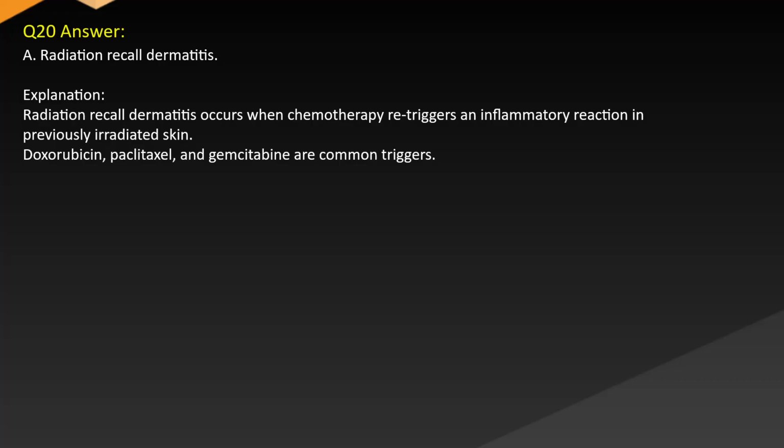Answer: A. Radiation recall dermatitis. Explanation: radiation recall dermatitis occurs when chemotherapy re-triggers an inflammatory reaction in previously irradiated skin. Doxorubicin, paclitaxel, and gemcitabine are common triggers.